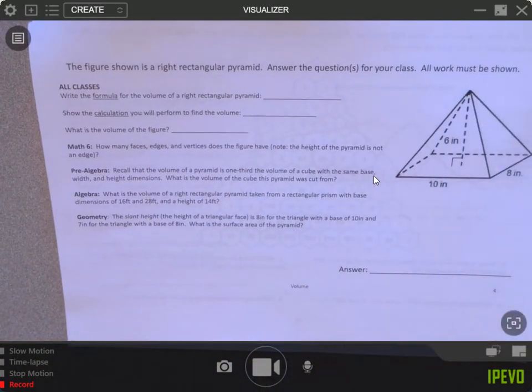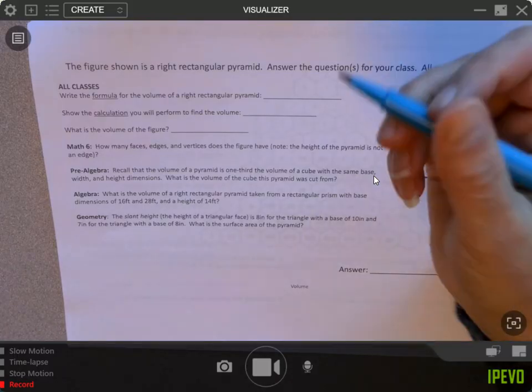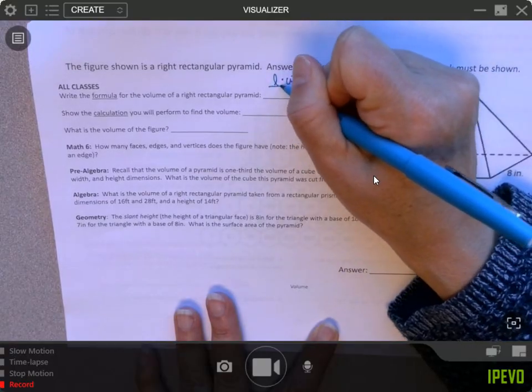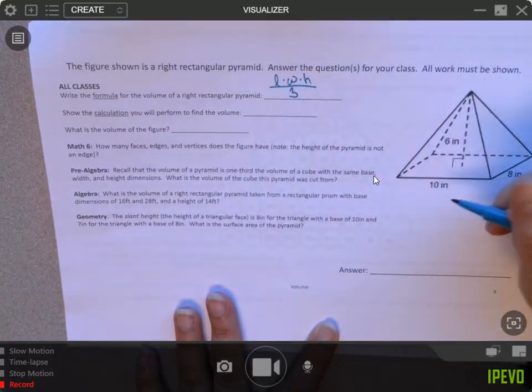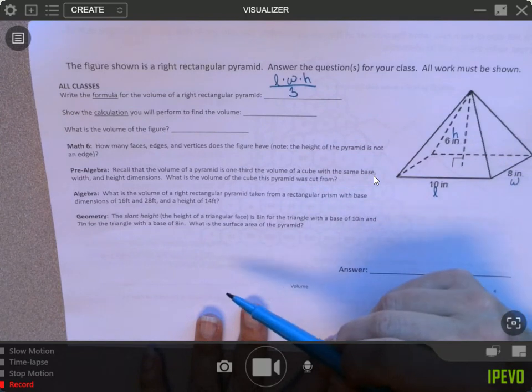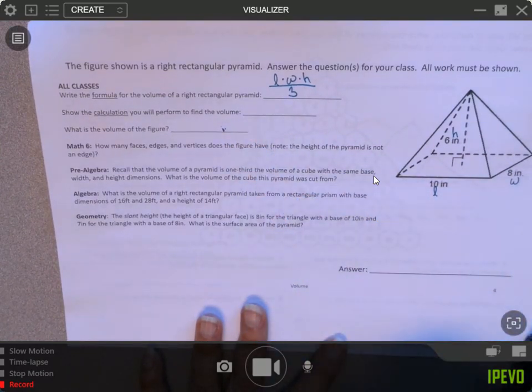Now we have the formula for a right rectangular prism. That formula to find its volume is length times width times height divided by 3. So put what that calculation is that you're putting into your calculator. Give me the answer right here.